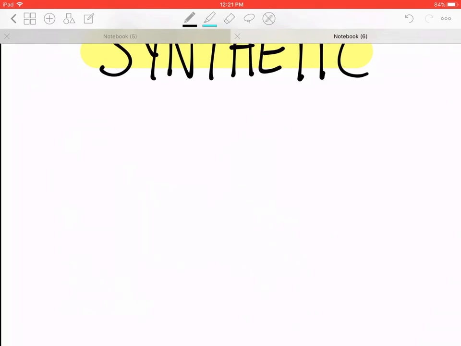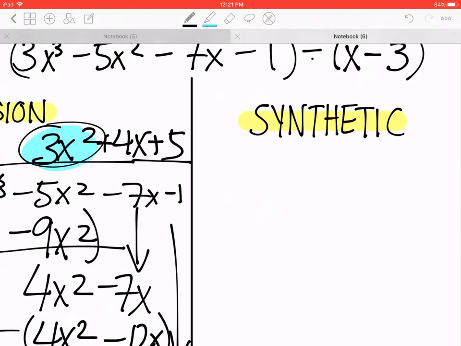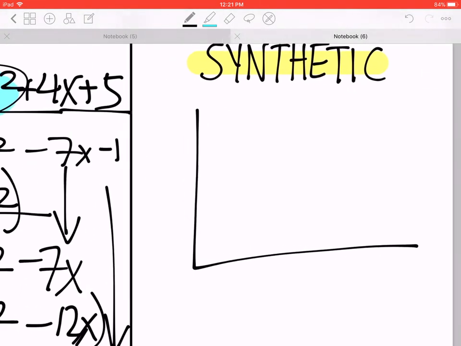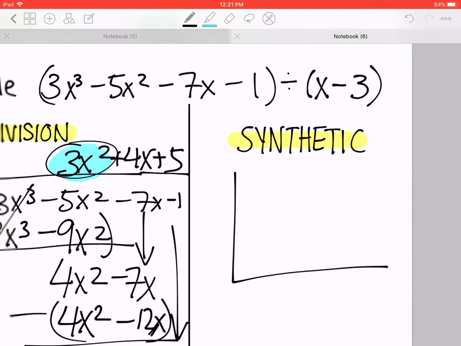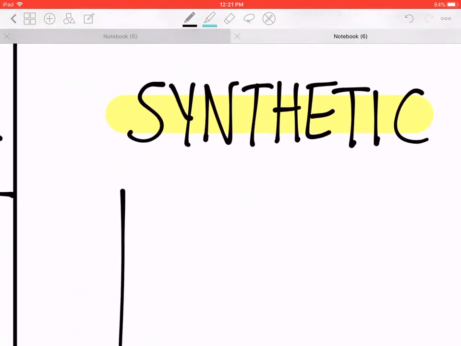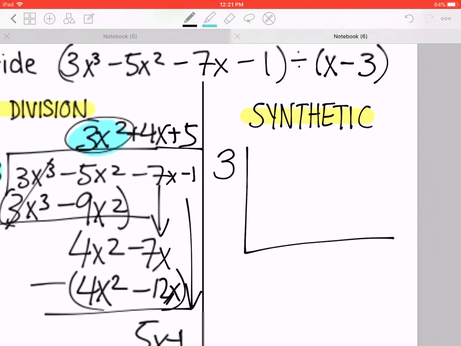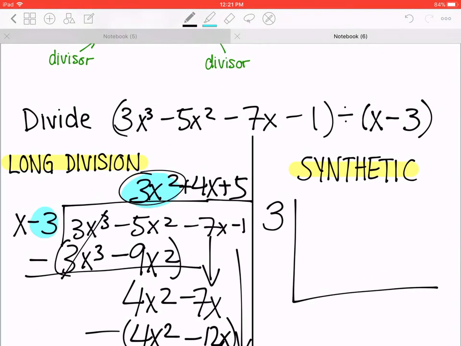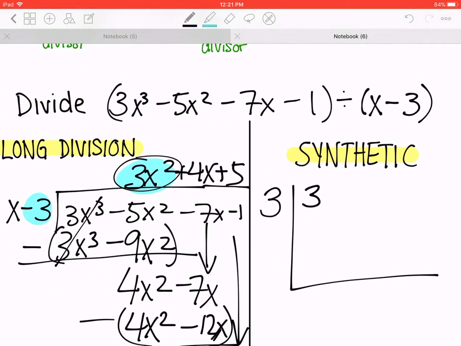So how would we do this question with synthetic division? Well, first we're going to draw this little line thing here. Since we're dividing by x minus 3, that means x is equal to 3. So we're going to put the value of x on this side here. Next, if you look at the coefficients of the dividend, we're just going to write all the coefficients at the top. So 3, minus 5, minus 7, and minus 1.